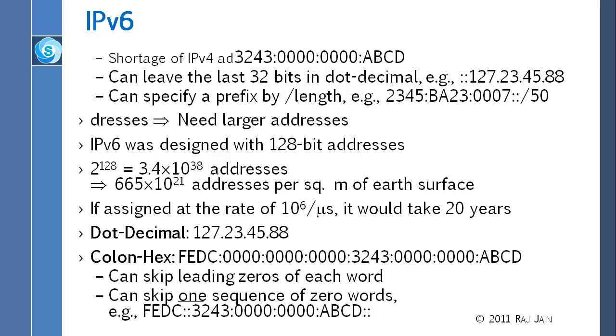You can leave the last 32 bits in decimal notation. So you can write it like this too: colon, colon, 127.23.45.88. These are decimal numbers because there are dots here, and we will figure out what that means in 128 bits. Then you can specify a prefix by length. So you can say /50, we'll take 50 bits out of that. The 50 is from the left, the most left. Prefix is always from the left, from the beginning.